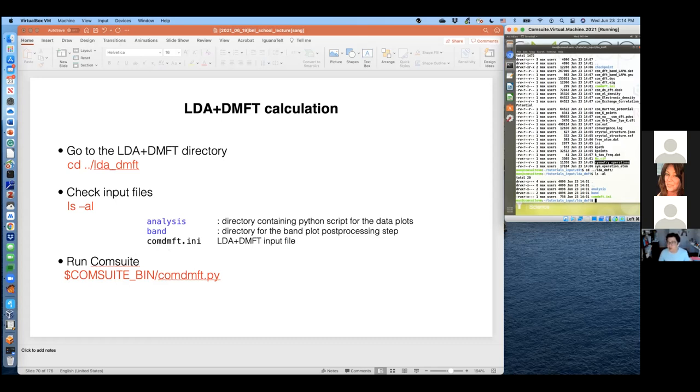And let's first run the calculation. But here I also stress that in the comdmft.ini file, look at this subdirectory here. Okay, maybe I should turn on the Emacs.